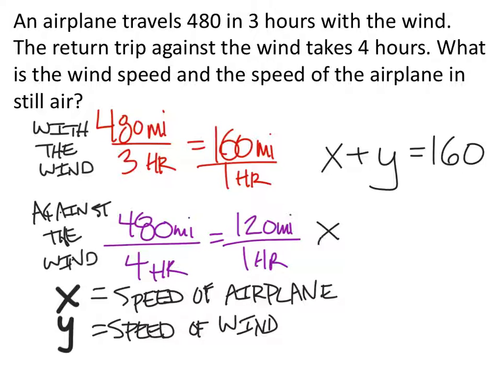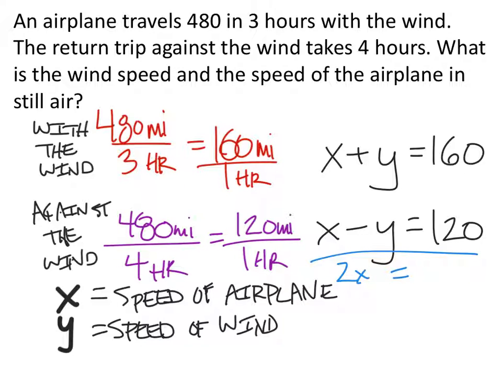Against the wind, so you have the speed of the plane, but against the wind, so subtract the speed of the wind, and that was 120 miles per hour. To solve this system, it shouldn't be too bad, because notice the coefficients of the y's are already 1s and they're opposites. So we can cancel those out. We'd have 2x equals, we'll add those two together, 280. And then dividing both of these by 2 tells us x, which is the speed of the plane, as 140 miles per hour. So we'll write that in.